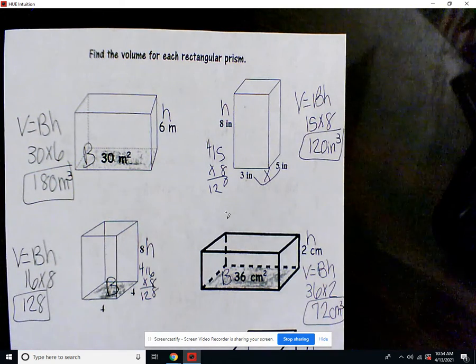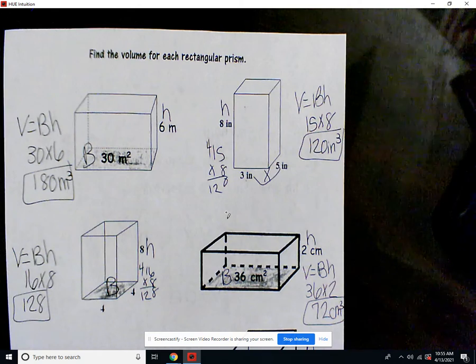All right, so your homework will look just like this. The answers will be on the bottom, so you can mark them off as you go.